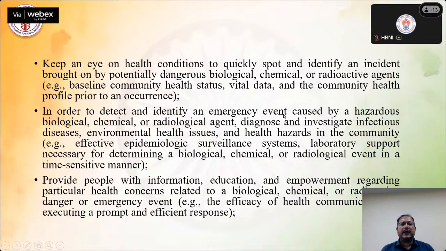First, keep an eye on health conditions to quickly spot and identify an incident brought on by potentially dangerous biological, chemical, or radioactive agents. Examples could be baseline community health status, vital data, and the community health profile prior to the occurrence. It is very important that if we see unusual data or variation in the health of the community, then we should immediately alert the responding agencies or authorities that there is a variation in the data compared to the reference or the SOPs.